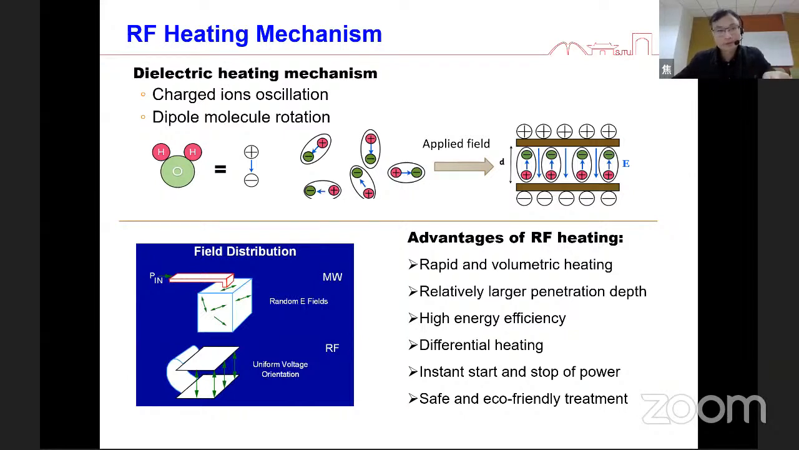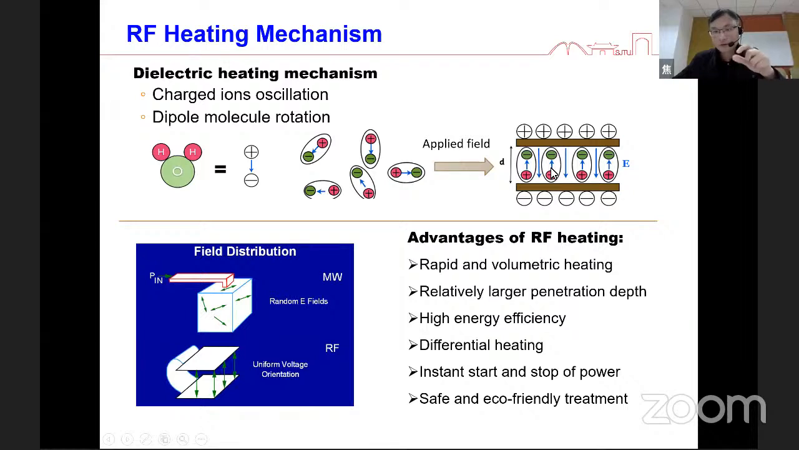Actually, there are two heating mechanisms. The first one is charged ion oscillation, and the second one is dipole molecular rotation. We all know that under radio frequency or microwave heating, there is an electromagnetic field, and the charged ions and the dipole molecules will change direction at very high speed under the high frequency electric field.